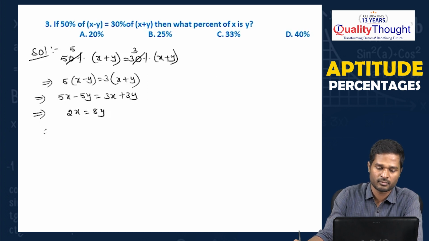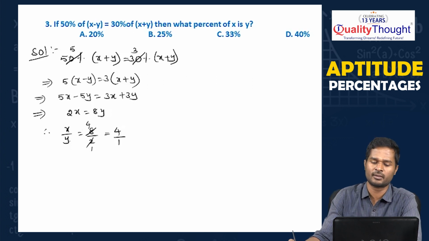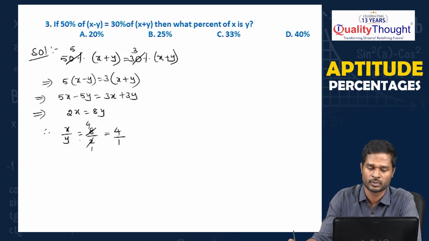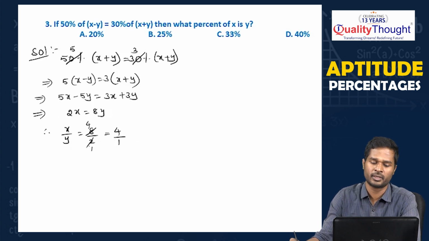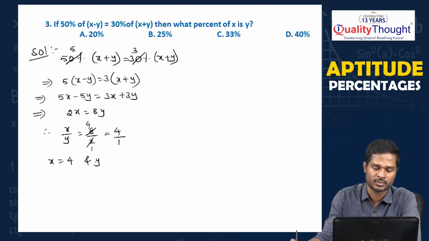So take the variables to one side again. x by y is equal to 8 by 2. So 2 ones are 2, 4s are 8. So x by y is equal to 4 by 1. So this is like a ratio form, x is to y is equal to 4 is to 1. For example, if I write x as 8, y will become 2. If I write x as 12, y will become 3. So like that, it is multiples of 4 and 1. So I will write here x is equal to 4 and y is equal to 1.